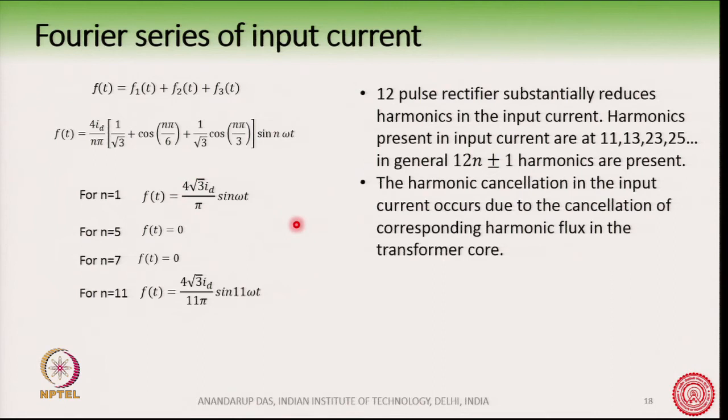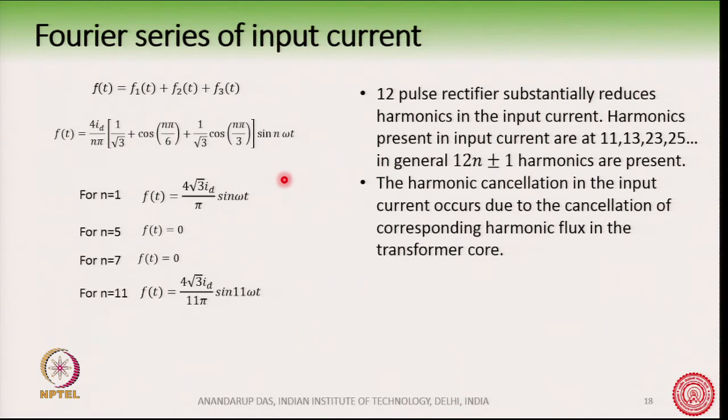Okay. For n equal to 5, you will see that f t is equal to 0, and that is true also for n equal to 7. f t will be equal to 0 if you put n equal to 5 and 7 in this expression. And not only 5 and 7, but any 6n plus minus 1, where n is an integer, will give the value of f t to be 0. You can put it and check it.